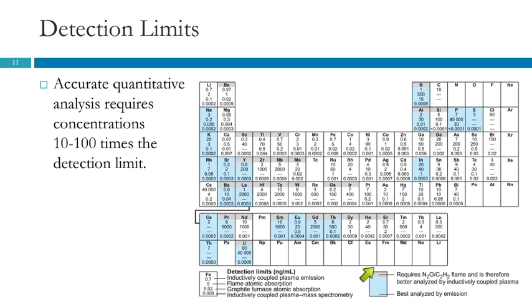Over here it shows that some of these require dinitrogen monoxide, acetylene flame, and that's difficult, so it's better to use a plasma for those. And the blue color indicates ones that are best analyzed by emission.